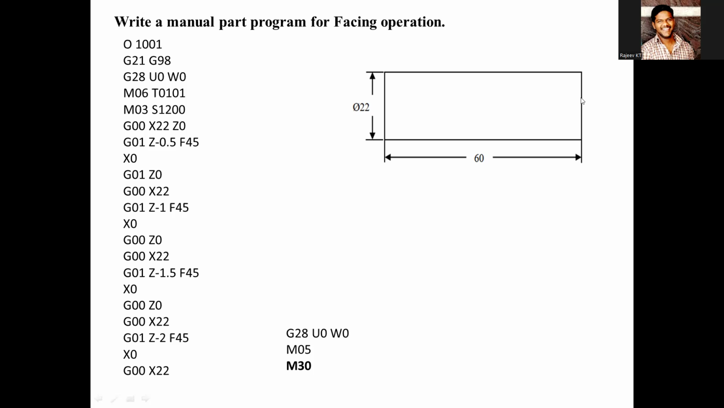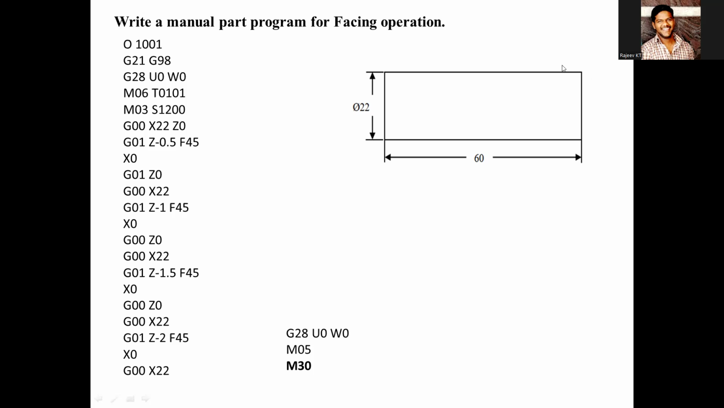From this point up to this reference, the X value is positive. If you move beyond this point, the X value will be negative. So for a turning program, usually Z will be a negative value and X a positive value. For all the programs, X is always positive, Z is negative. So G01, Z minus 0.5, feed rate of 45. From this point it will move 0.5 depth here, then it will move in this direction, remove material, and go back to the initial position.